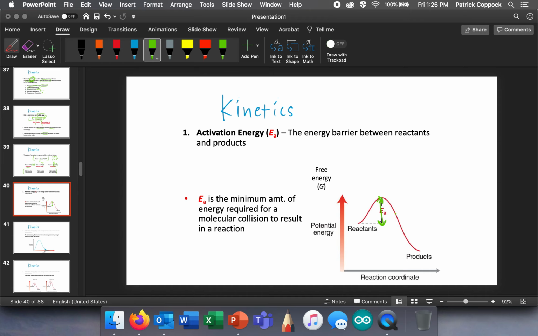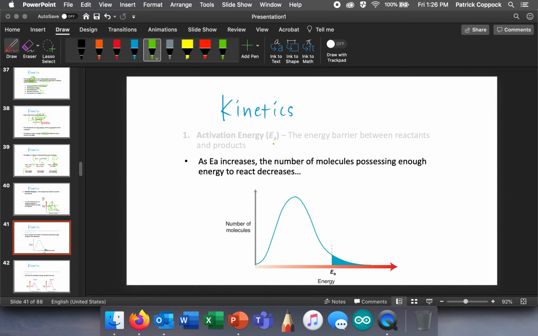That says nothing about the difference between these here, right? If this is potential energy, free energy, that difference is delta G, okay? That tells us about equilibrium. But the rate has to do with the activation energy. The activation energy is the minimum amount of energy required for molecular collision to be successful.